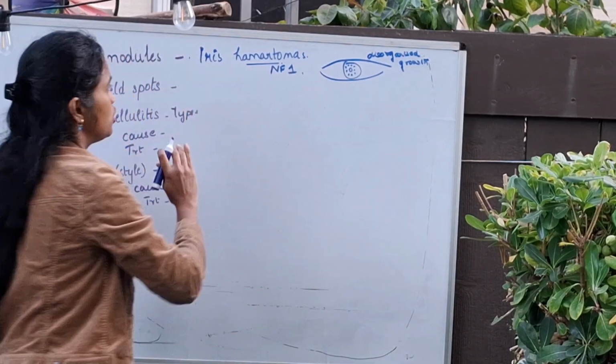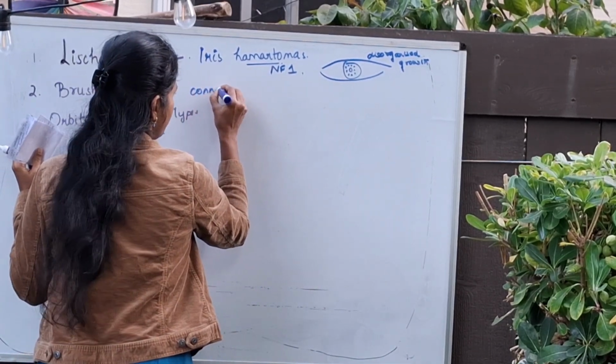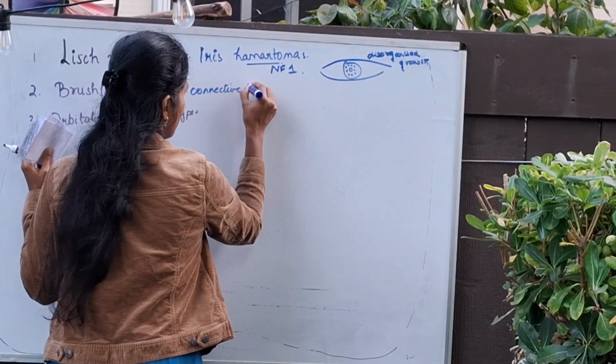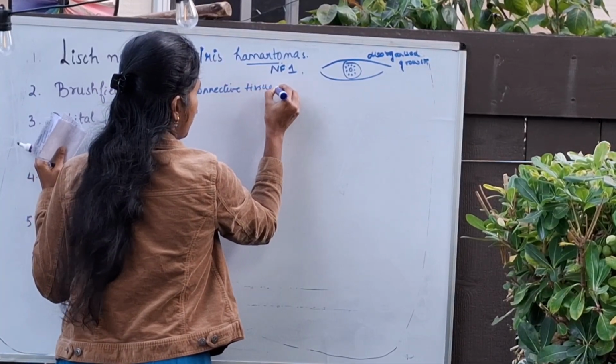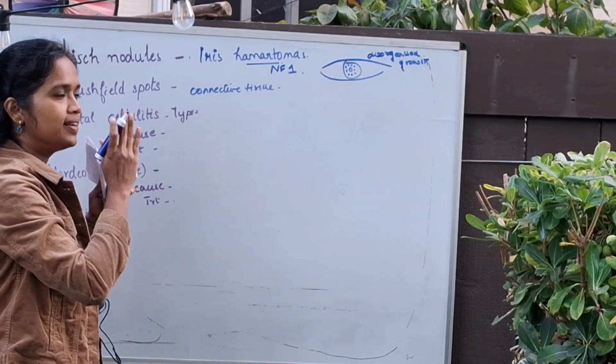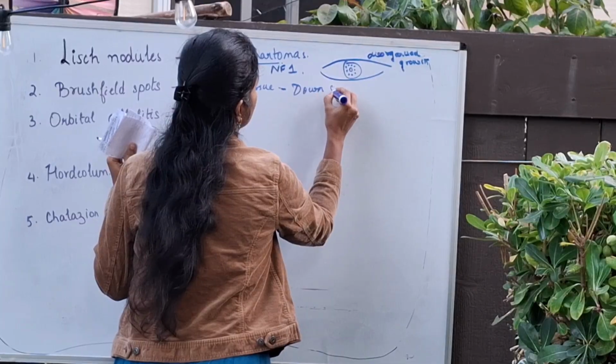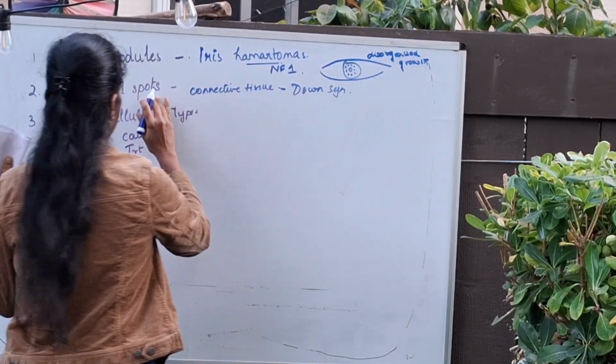What about Brushfield spots? Brushfield spots are connective tissue which is present on the iris. So why should connective tissue be present on the iris? That is because this is associated with Down syndrome, and that is the defect which we see here. That is the Brushfield spots.